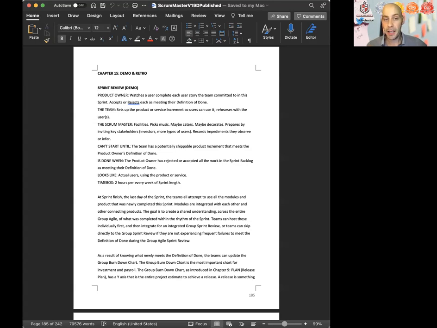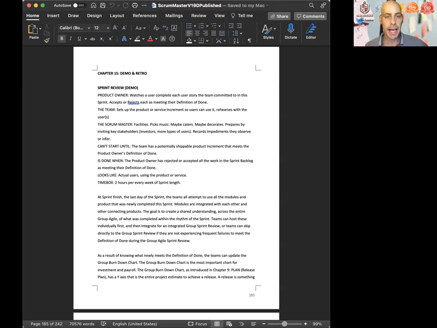Cannot start until the team has a potentially shippable product increment that meets the product owner's definition of done. Is done when the product owner has rejected or accepted all the work in the sprint backlog as meeting their definition of done. Now, again, that's antiquated. Now it's actually done when the customer has used each piece that was delivered that sprint and the team has gotten feedback from watching the customer actually use it.